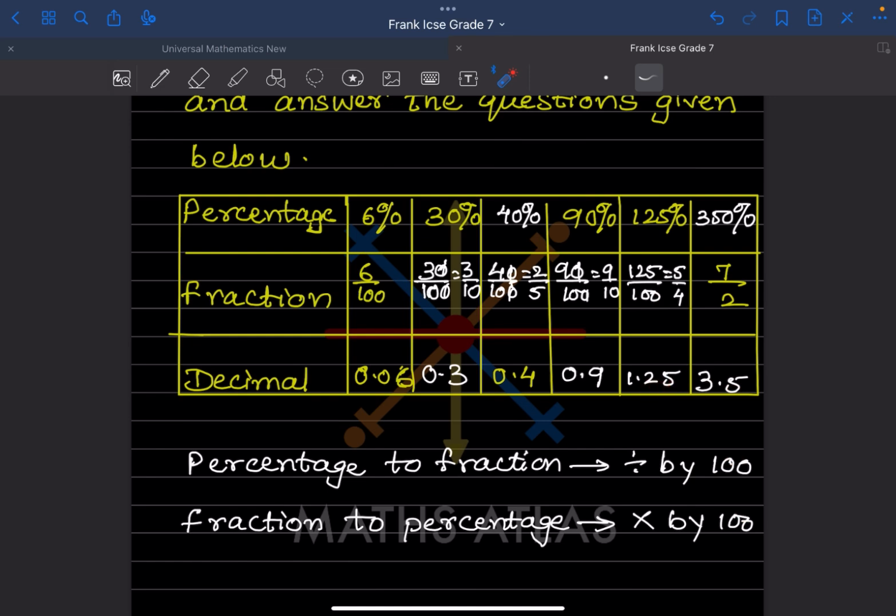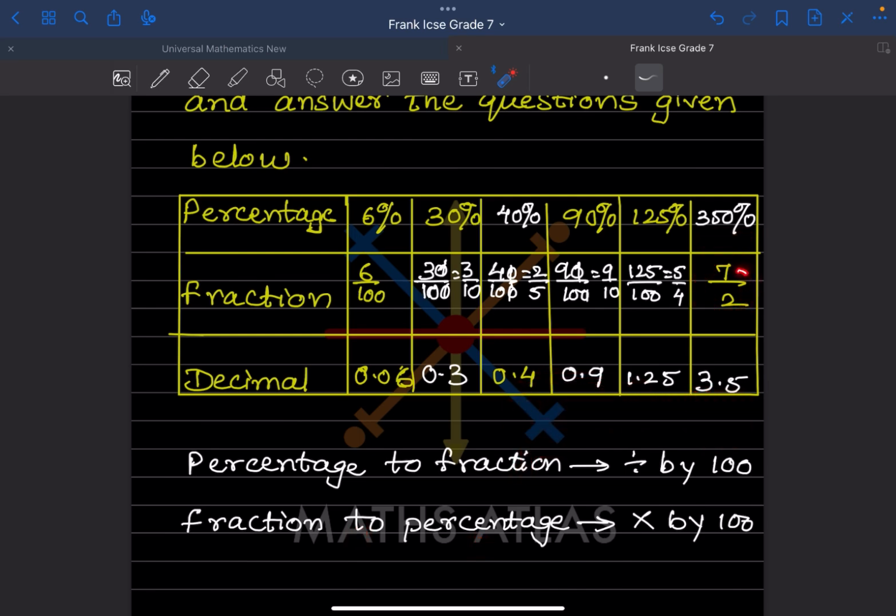Now see, this is given 7 by 2. So we have to see how to find out the percentage. As it is written here, fraction to percentage means 7 by 2, you are going to multiply by 100. So what will this be? Well, it's going to be 700 divided by 2. So 2 sevens are 14, 2 fifties are 100. So that is going to be 350. So this is 350%.